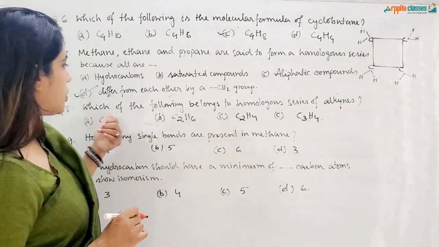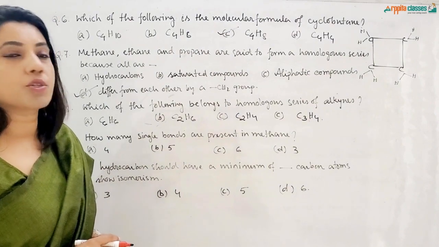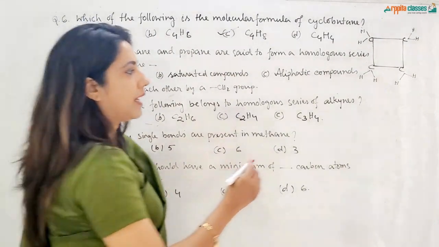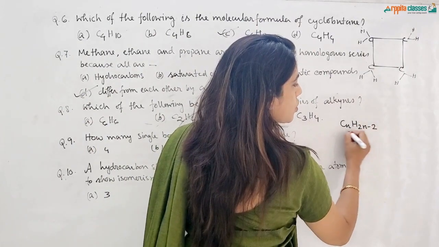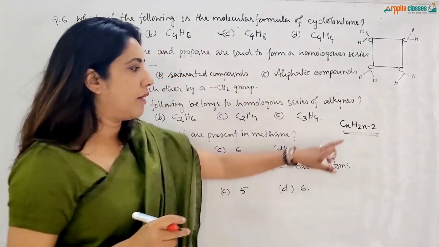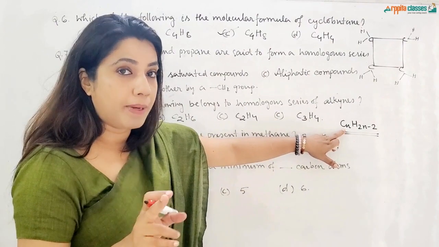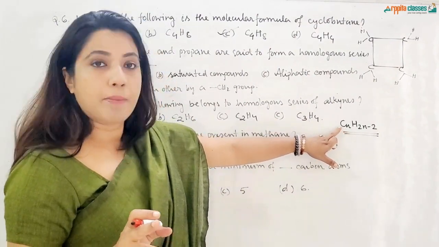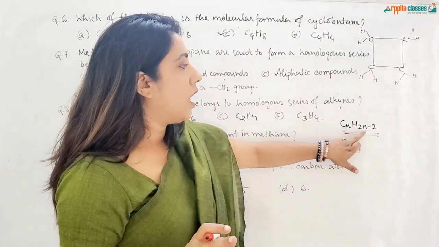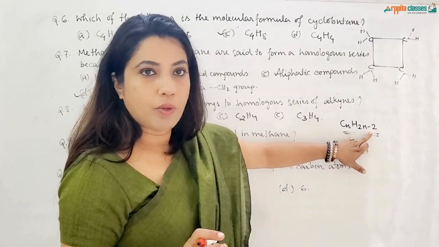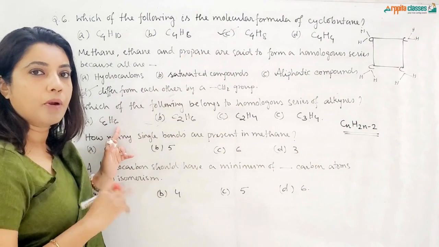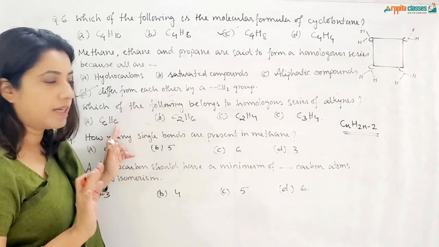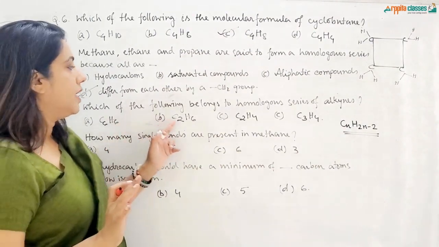Next question is, which of the following belongs to the homologous series of alkyne? Now what is an alkyne? The general formula for an alkyne is CnH2n minus 2, where n is the number of carbon atoms. So as many carbons as there are, hydrogen should be 2 less than double of it. If you see, this is C6H6. The number of carbon atoms and hydrogen atoms is the same, so it doesn't belong to the alkyne series.